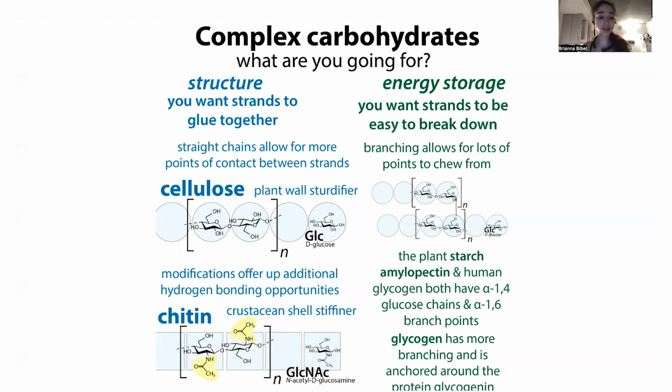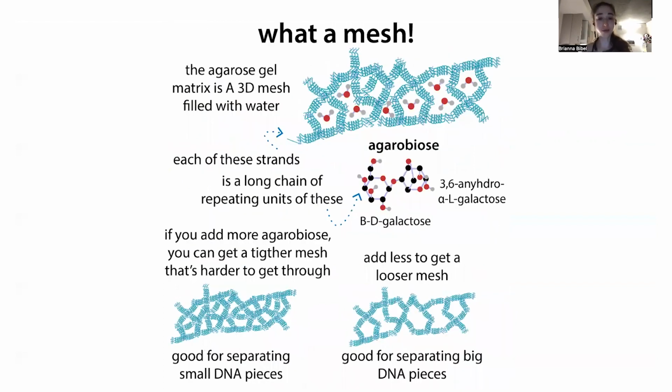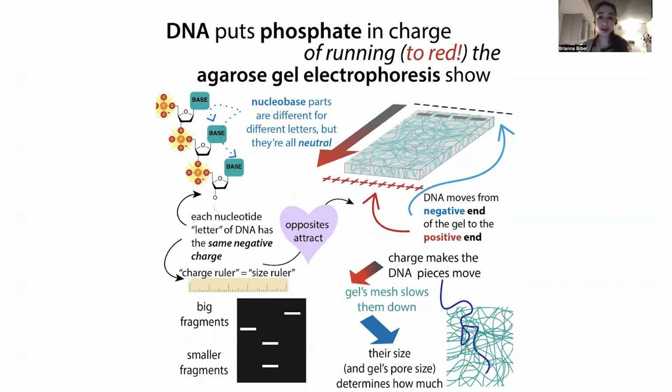And so sugars can form really nice gels, as we take advantage of in the lab, such as with agarose gel electrophoresis, where we can get sugars to form this mesh. Like this mesh filled with water, so a gel. And then we can use that mesh to separate DNA pieces by size. And so this comes in really handy.